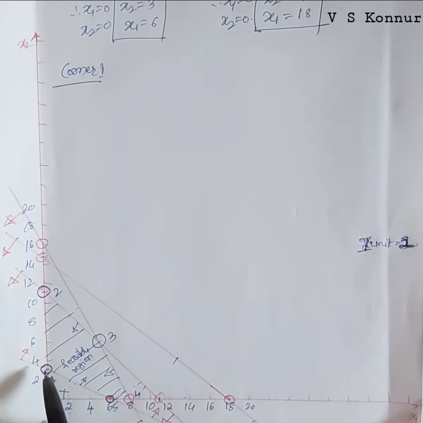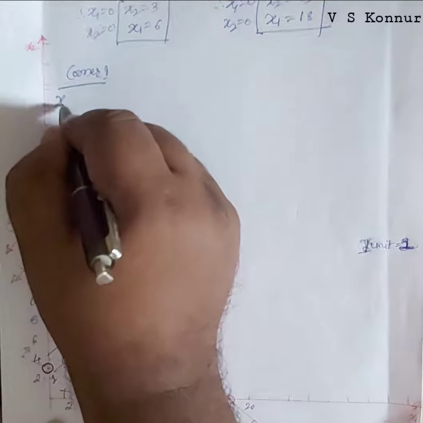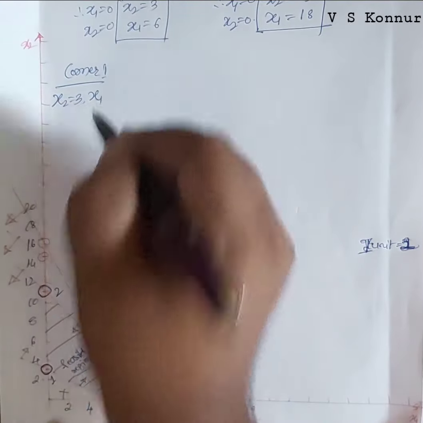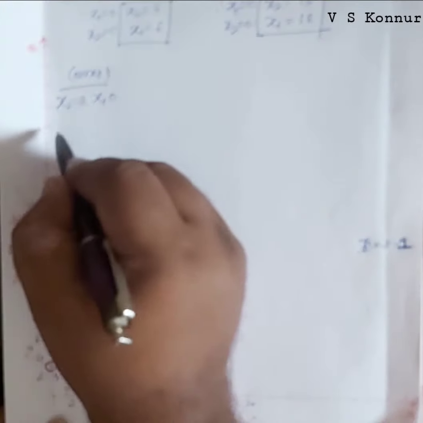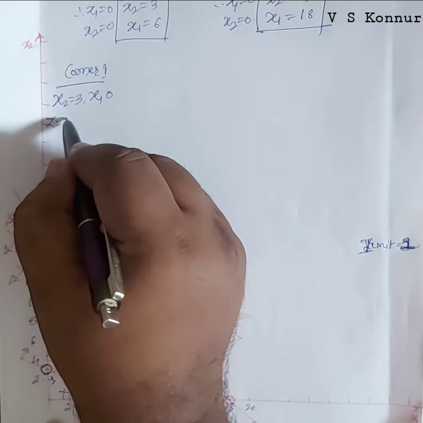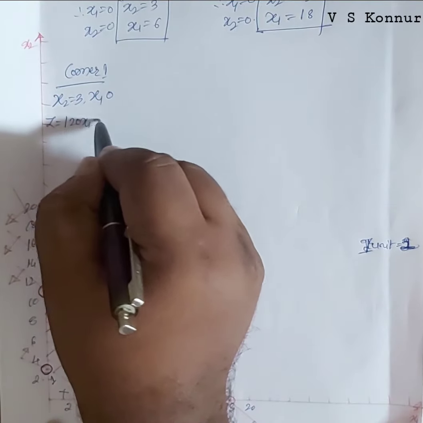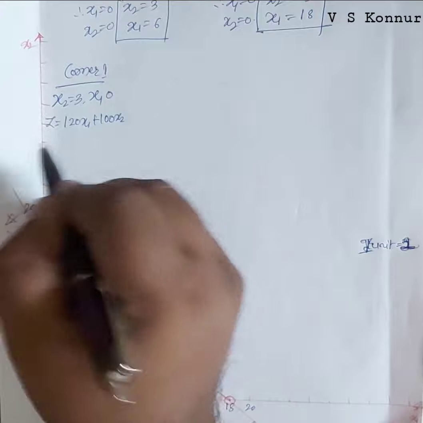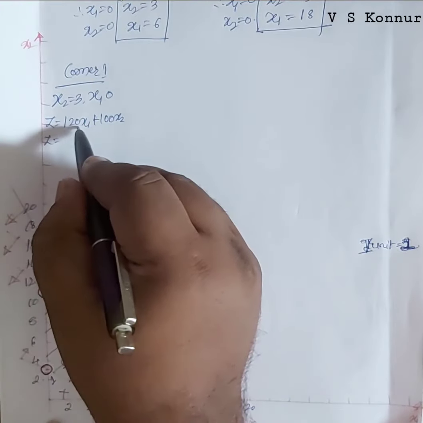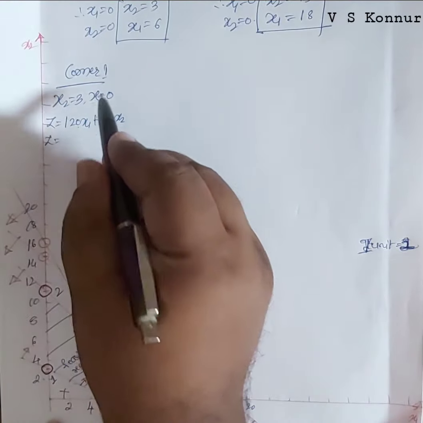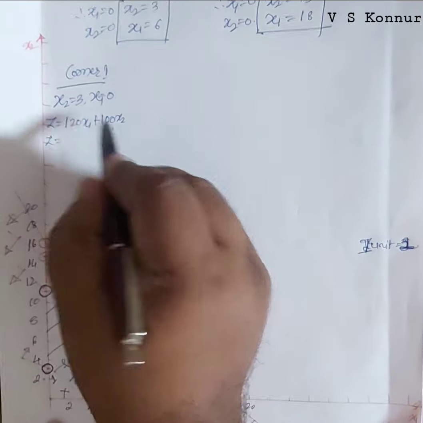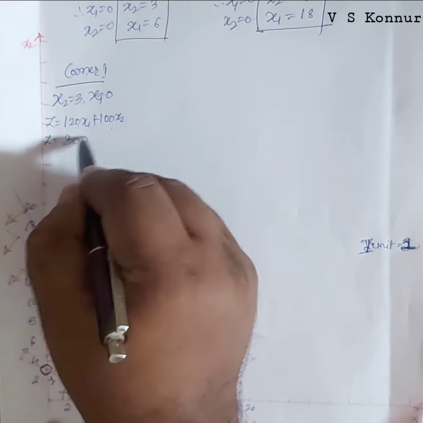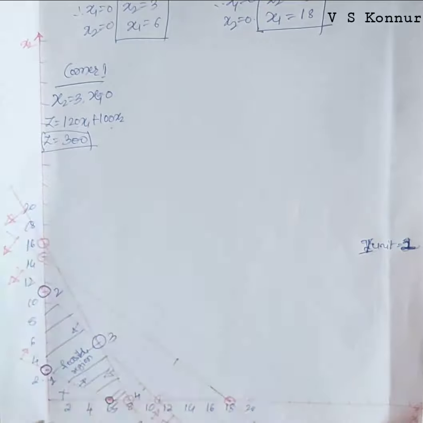For this, the value is x2 is equal to 3, x1 is equal to 0. So now we'll take z is equal to 120 x1 plus 100 x2. So z is equal to 120 into 0, it is 0, plus 100 into 3, z is equal to 300.